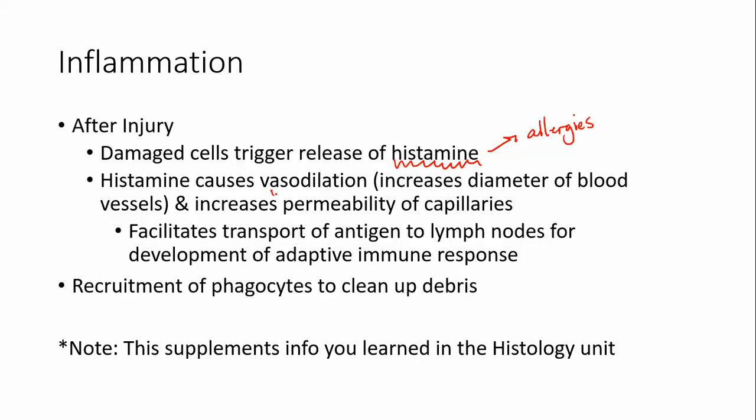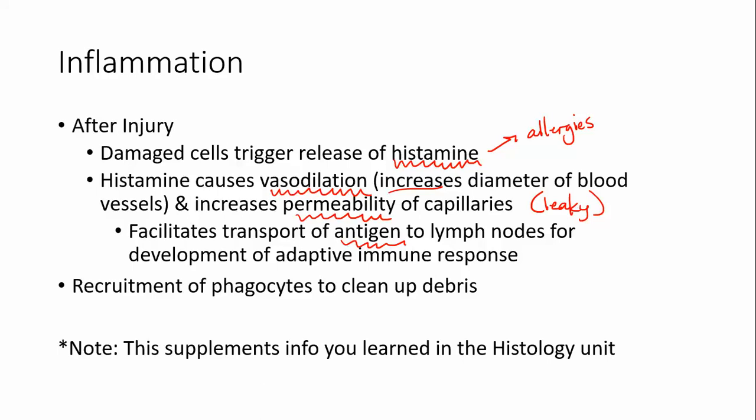Its major action is it's going to cause vasodilation, which is increasing the diameter of blood vessels, so it increases blood flow. And then it also increases the permeability of capillaries and other blood vessels, which means it makes them leaky. So that way, liquids can very easily leak out of your blood vessels and they can take white blood cells with them. This increased blood flow will help immune cells get to the site of injury, but it will also help take up traces of what are called antigen, which we'll talk about in a little bit, to your lymph nodes. So that way it can help develop the adaptive immune response.